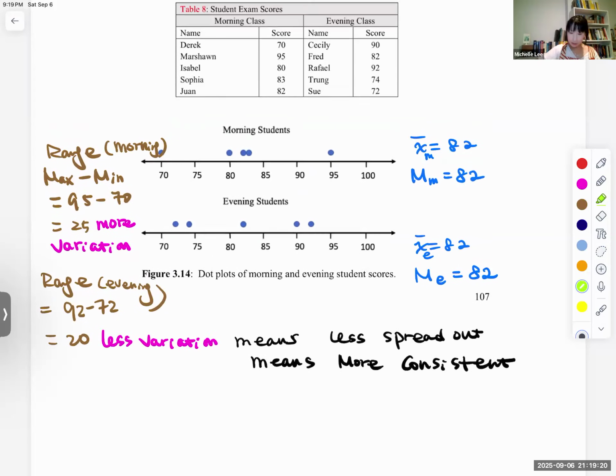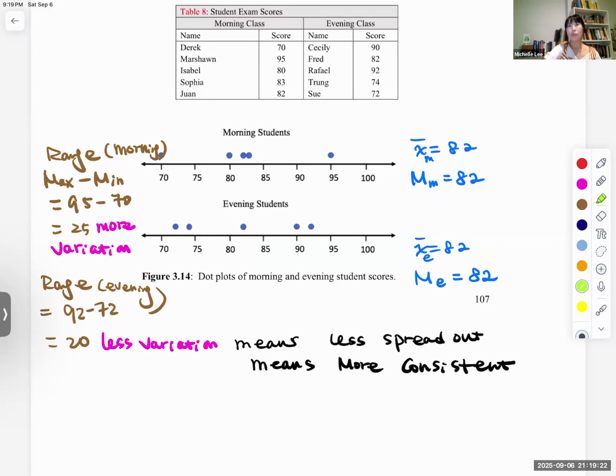So that's it, right? Make sense? So less variation means less spread out. Less spread out means their data set is close together, right? Okay, let me write that down too.